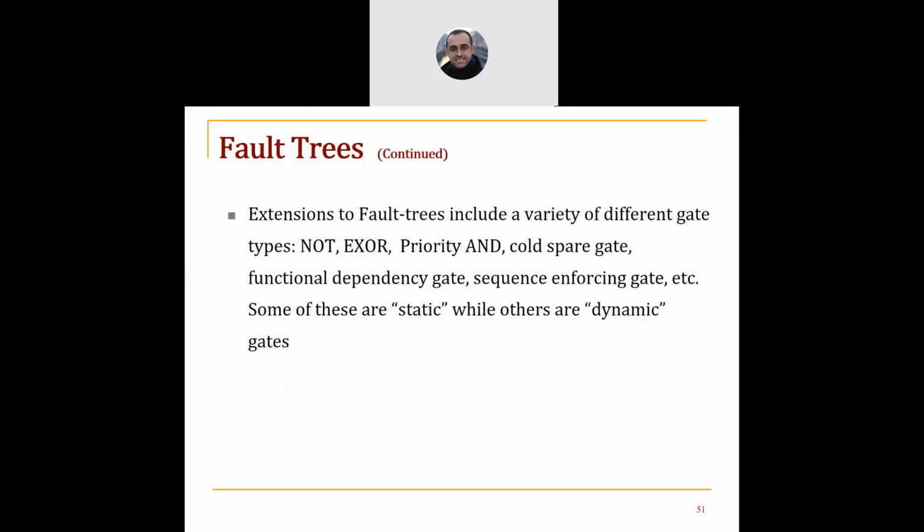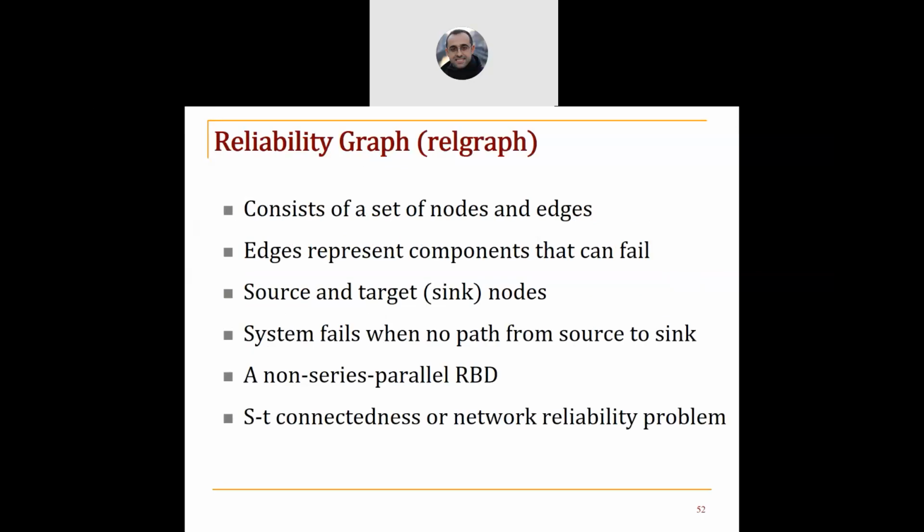Yes. Okay. All right. So we've finished fault trees, and then we enter the next non-state-space model type. Here I will show you an example from Boeing. The next model type is called reliability graph. In SHARPE, it is called rel graph.